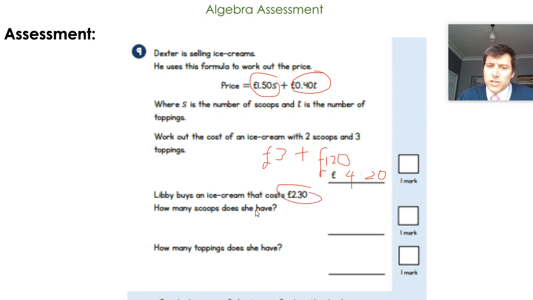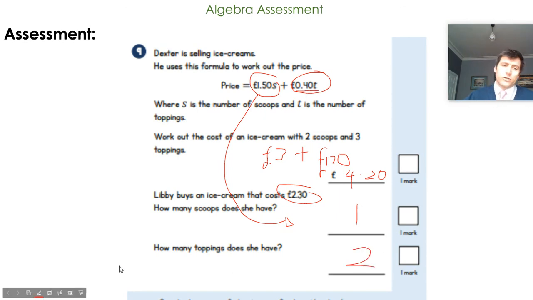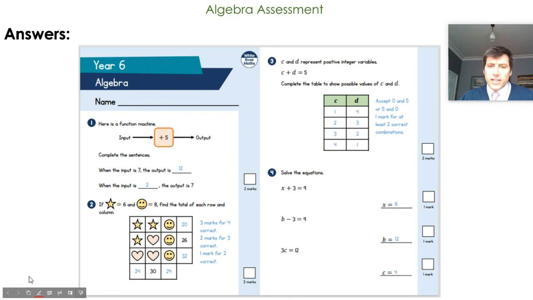And there we've got Libby with an ice cream that costs £2.30. How many scoops could she have? Well, I don't know, do I? Actually, I do, because 1 scoop costs £1.50. So I couldn't have 2 scoops because that would be £3. So she's going to have 1 scoop. And that means that after the £2.30 subtracts the £1.50, I'm left with 80 pence. 80 pence is how many toppings? 2 toppings, isn't it? Lovely ice cream.